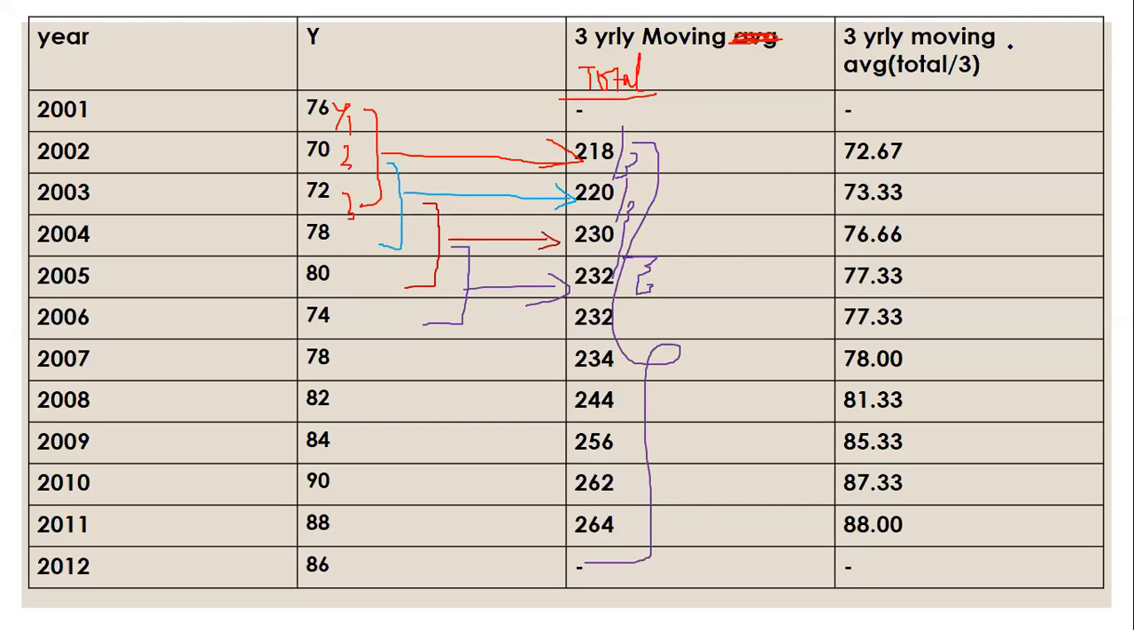Now, did you all get the same numbers? Everybody got the same numbers? Please check anywhere if you have made a mistake.